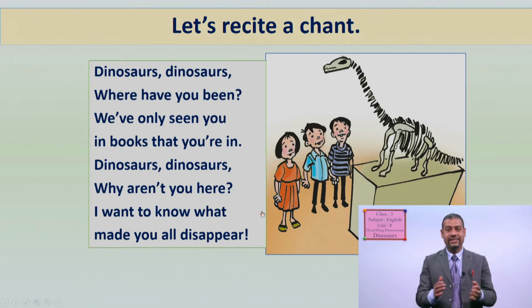See, once again, please recite this chant with me.